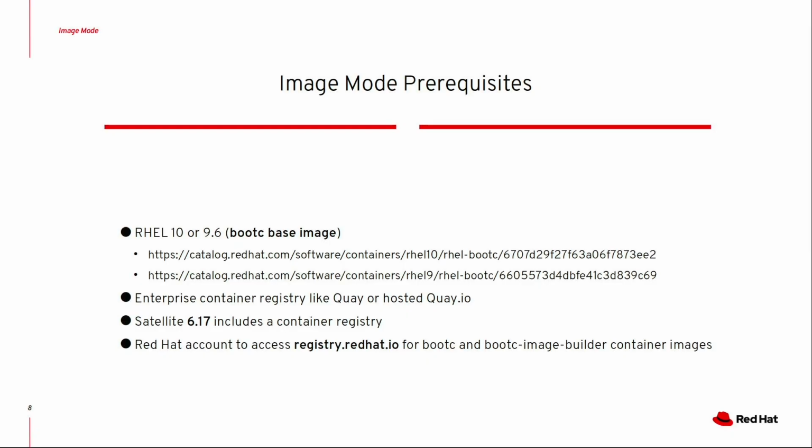It does include some bare minimum functionality for a registry. And we're just starting to get into the ability to manage an image mode system within Satellite. And that starts in Satellite 6.17. And then, of course, to get any of the images, you have to have access to the Red Hat registry, registry.redhat.io. So if you have a Red Hat portal username and password, you should have access to that, where you can go download those images.